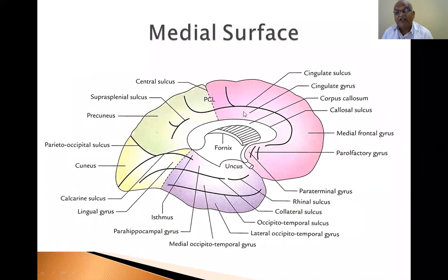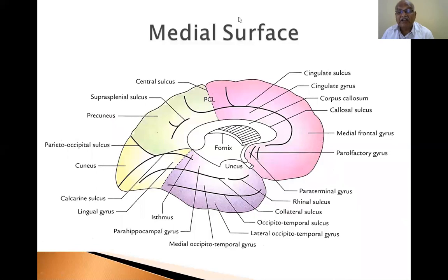Above that is the cingulate sulcus. Between the corpus callosum and the cingulate sulcus is the cingulate gyrus. Immediately above the corpus callosum is the callosal sulcus, because sulcus means a depth. A depth present by the side of the corpus callosum is the callosal sulcus. This is the cingulate sulcus. This is the cingulate gyrus.